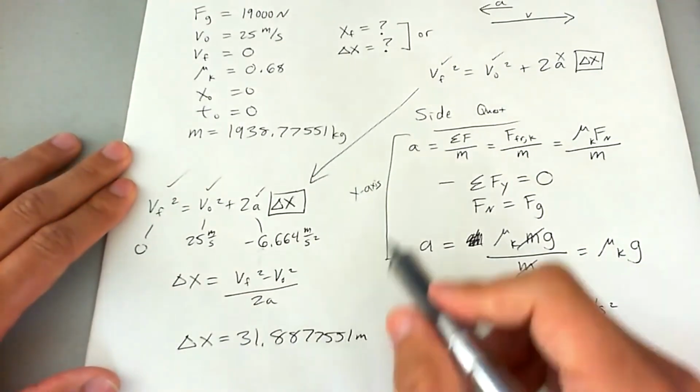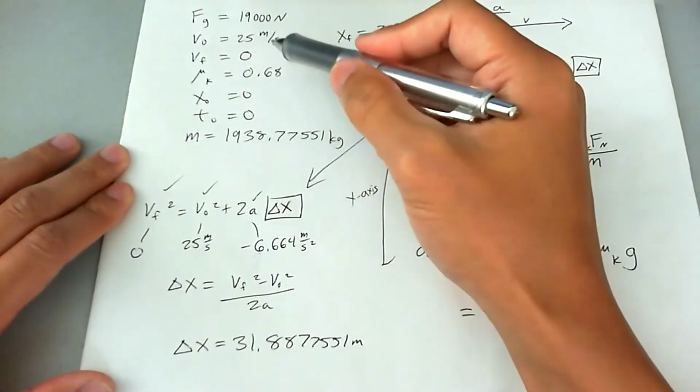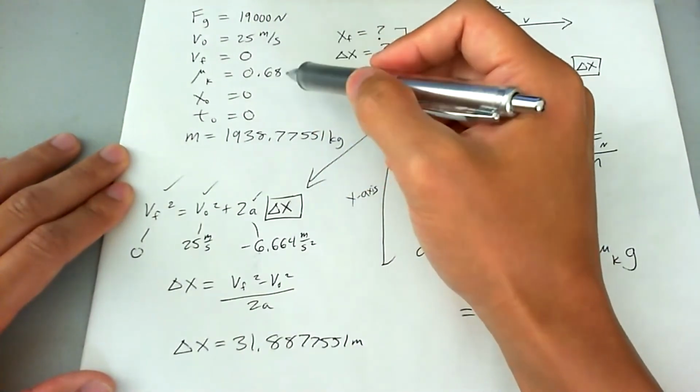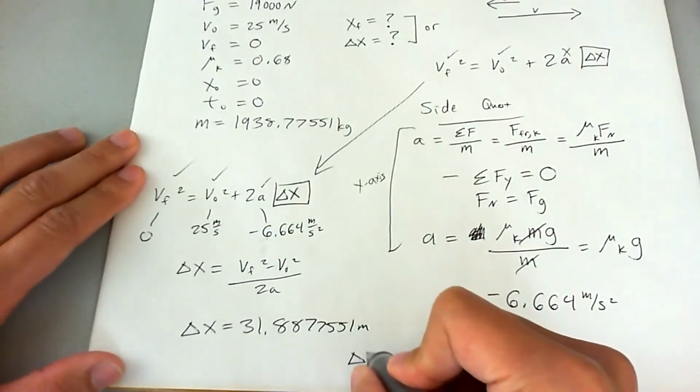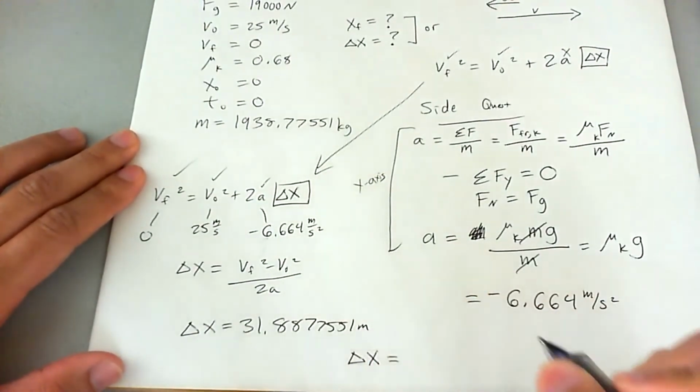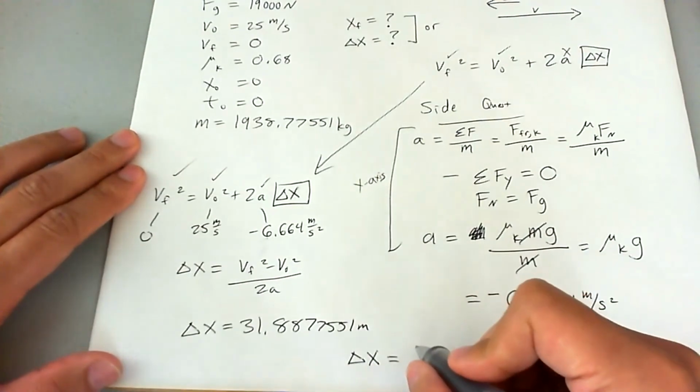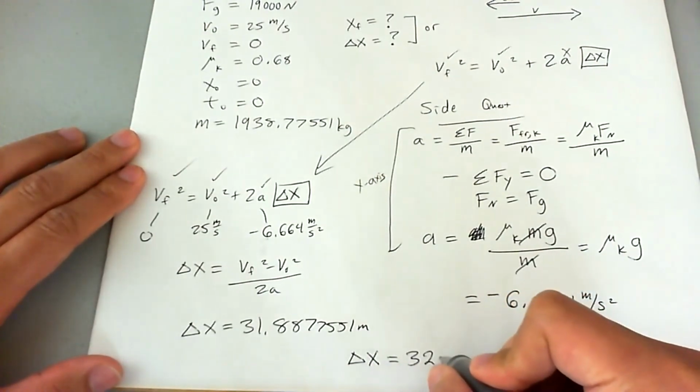Now, we're going to round to two significant figures since our problem gives us two significant figures as the least number of significant figures. So we finally conclude that the distance that the truck will skid once applying the brakes is 32 meters.